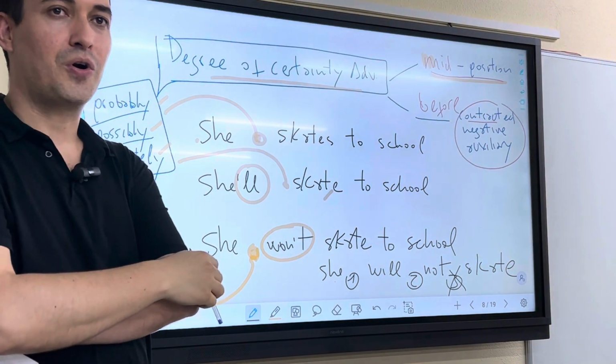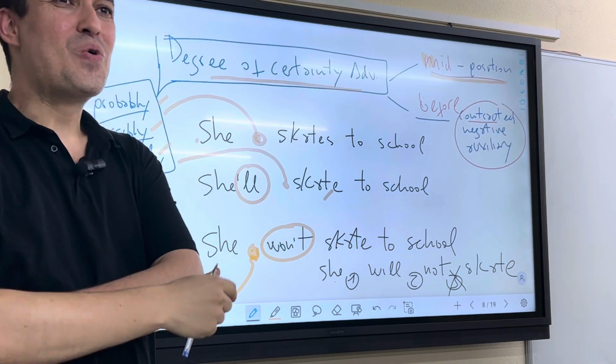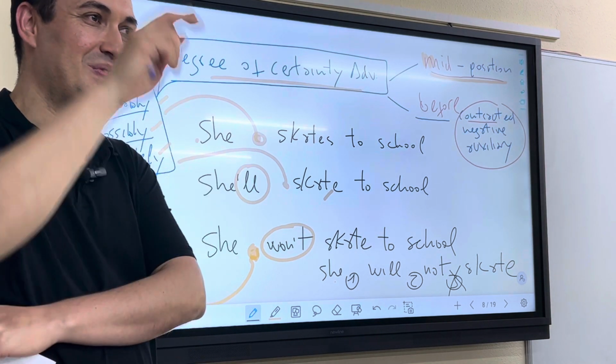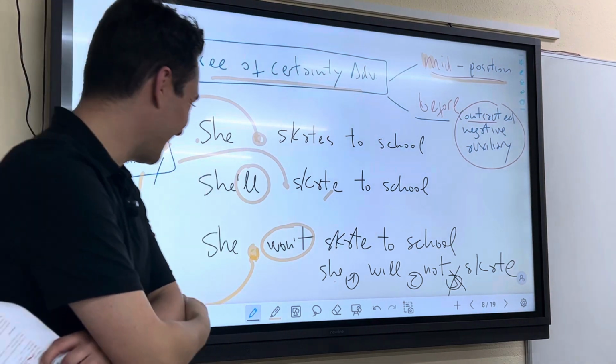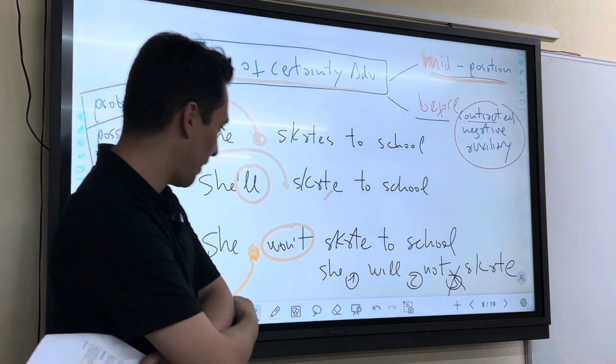One or two? Okay, let's make a vote. Who votes for number 1? Who votes for number 2? She will probably not. She probably will not.